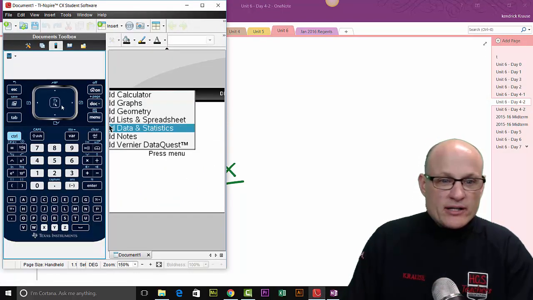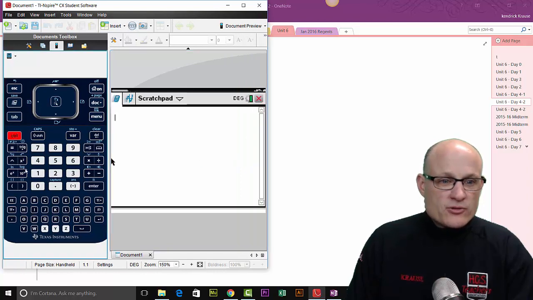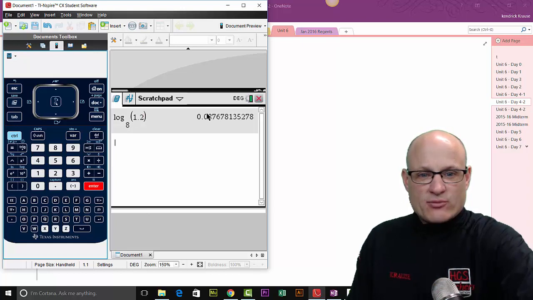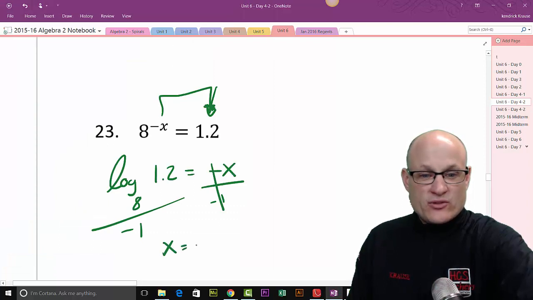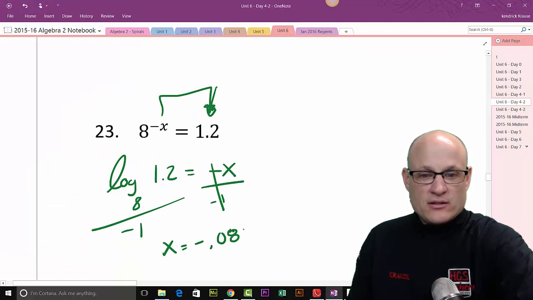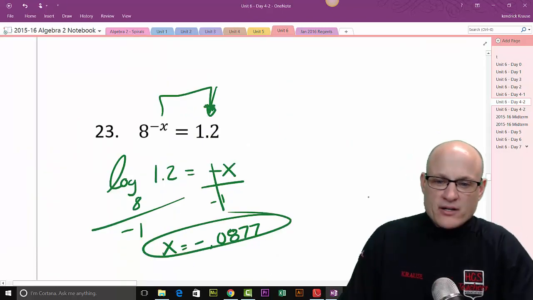But I've got to use my calculator for that because I have no idea what it is. So calculator, ooh, need more space. So control log base 8 of 1.2. Now I don't have to divide by negative 1 because I just know it's the negative of that. And let's round it to 4 decimals. So 0.0876, so x equals negative 0.0876, 7. There it is, done.